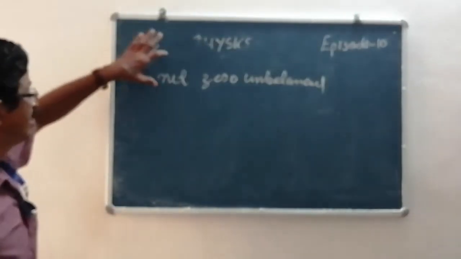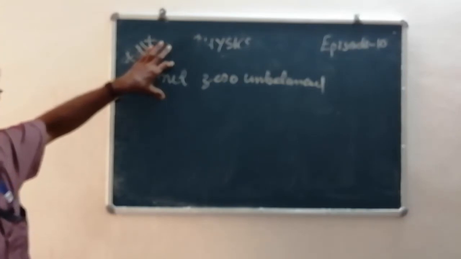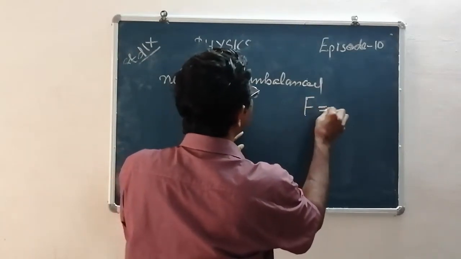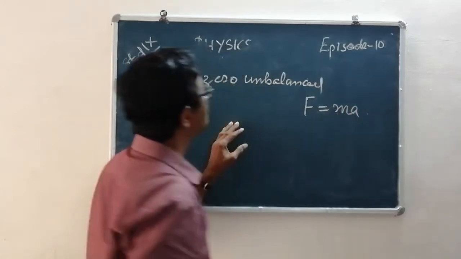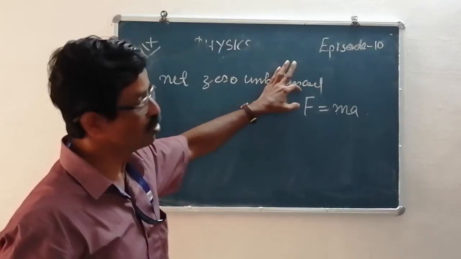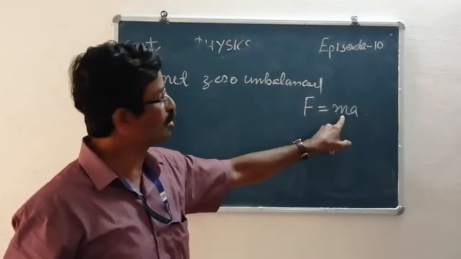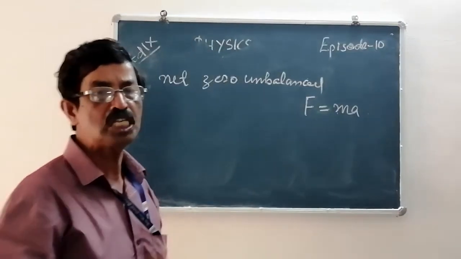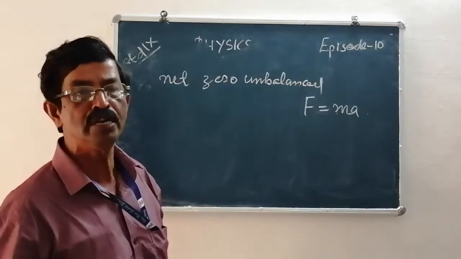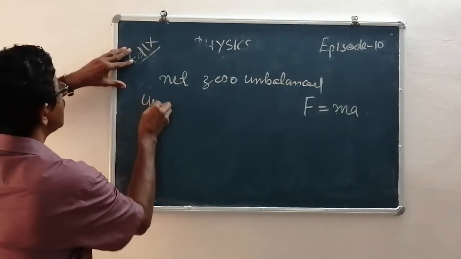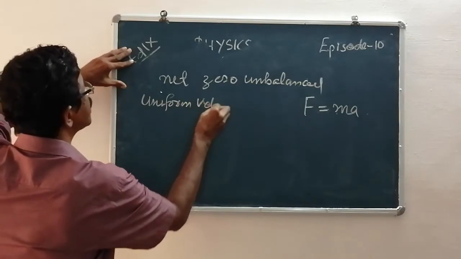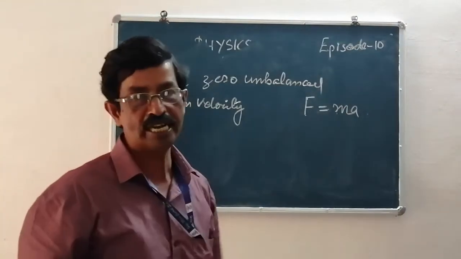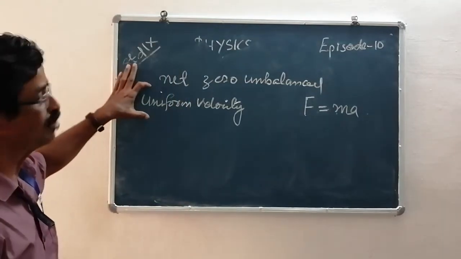See, net zero unbalanced external force is acting. That means from the second law, if net force is zero, F is equal to ma. If F is equal to 0, m is not 0, that means acceleration is 0. Acceleration is 0, that means that body is moving with a uniform velocity. That means it is not accelerating. So by the second law, if F is 0, that body is not accelerating. It means it is moving with uniform velocity.